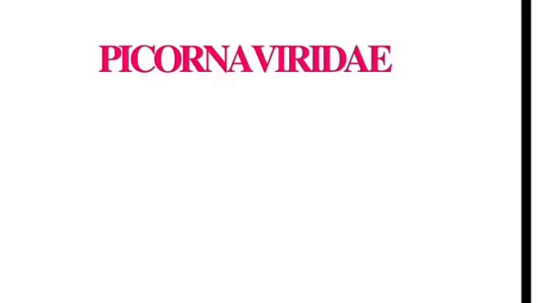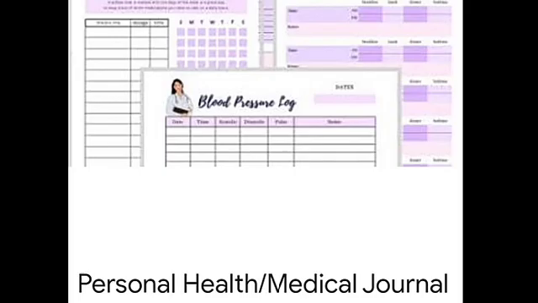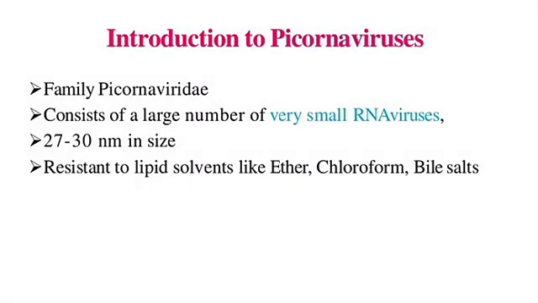Today our topic is Picornaviridae. They come under the family Picornaviridae, which consists of a large number of very small RNA viruses, 27 to 30 nanometers in size. They are resistant to lipid solvents like ether, chloroform, and bile salts.